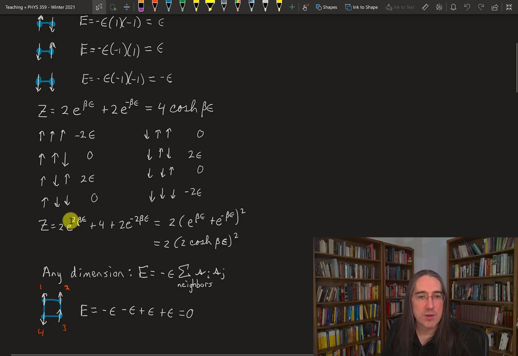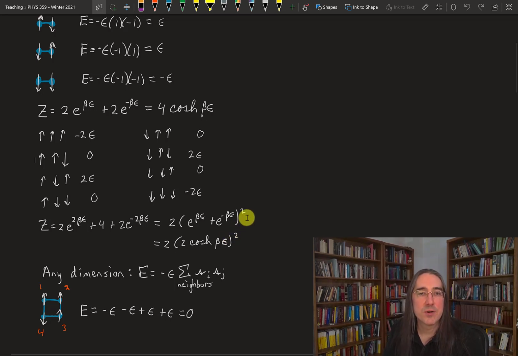Now I can pull out a 2, and I can factor what's left into e to the beta epsilon plus e to the minus beta epsilon, squared. And again, this is 2 times the cosh, so we've got 2 outside, 2 cosh beta epsilon squared. Okay? And I could have rewritten this as 2 times 2 cosh beta epsilon. So you might look at that and say, seems like when we added an extra spin, we got an extra factor of 2 cosh beta epsilon in the partition function. You would be correct. We'll see how to solve this model exactly in the next section.